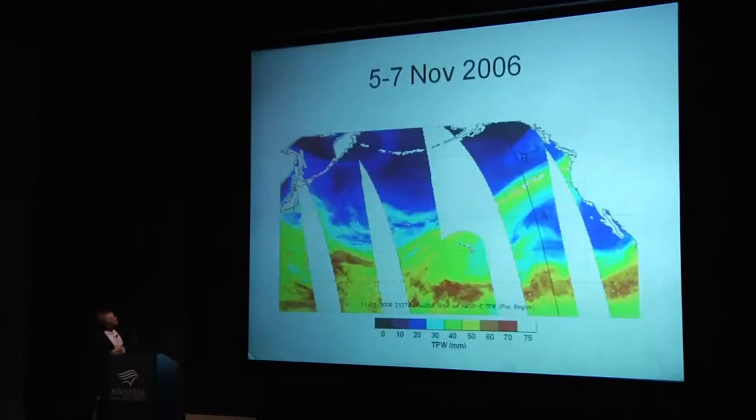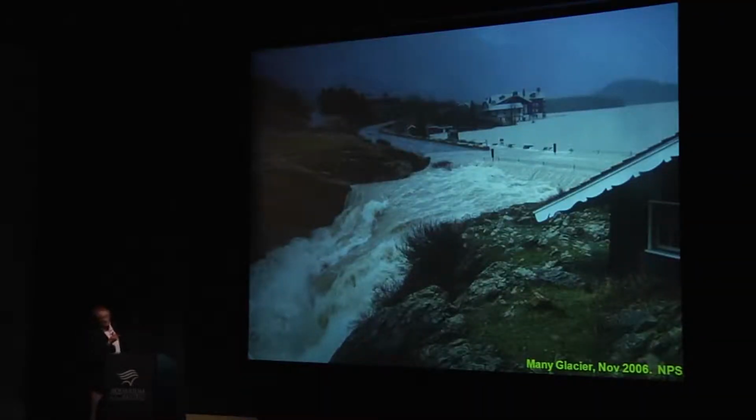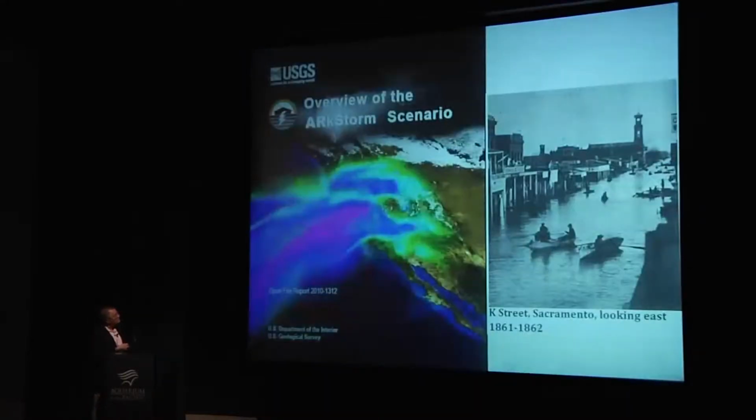I'll skip this one. And here's an example from November of 2006 that happened to go up in the Pacific Northwest. And these 3 spots here in Oregon and Washington and Idaho all set all-time state records for 24-hour precipitation from the same storm. And this little square here is up at Many Glacier Lodge, which some of you might have been to in Glacier National Park. Its ground floor was flooded. You probably wouldn't want to drive across the channel here. But this is on the east side of the divide, so this is heading out into the plains.